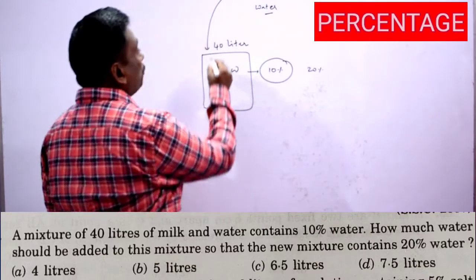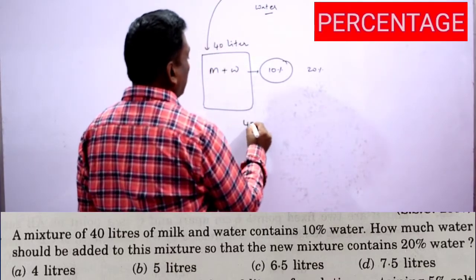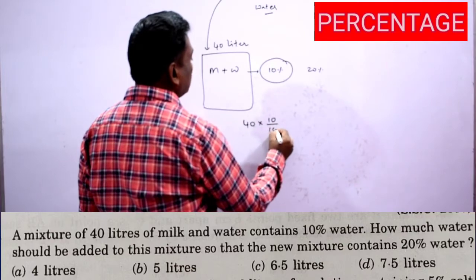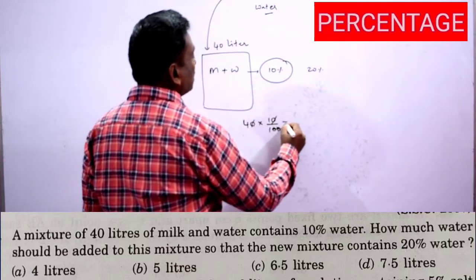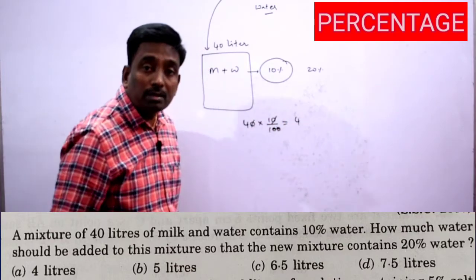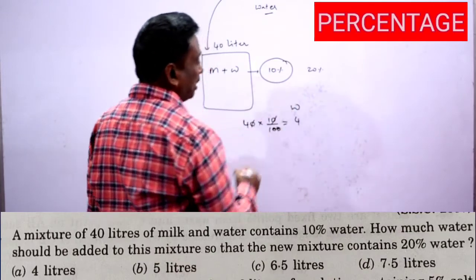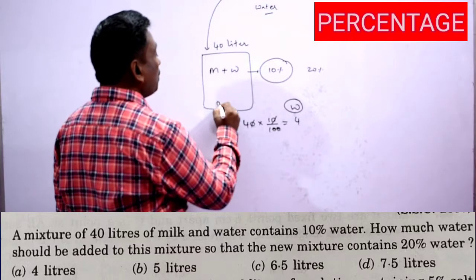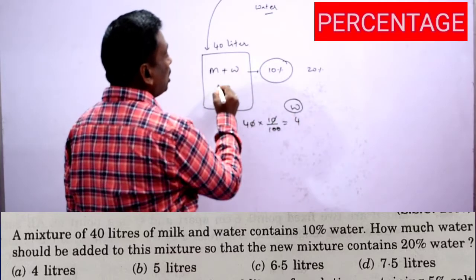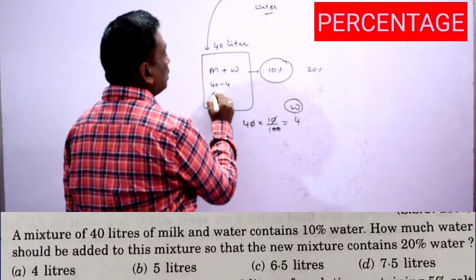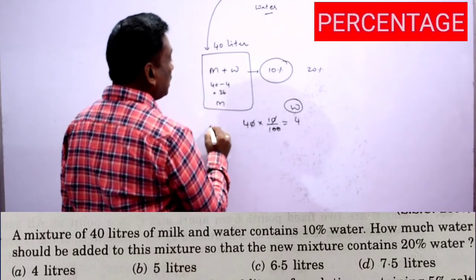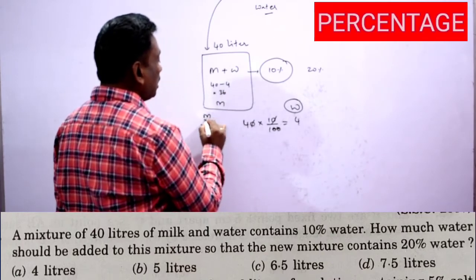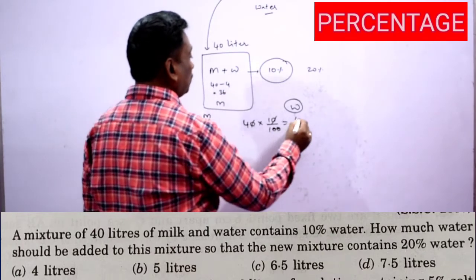When we are adding water, automatically we know that the water quantity increases. Here, out of 40 liters, 10% water is there, means zeros get cancelled, that becomes 4 liters. That means 4 liters of water is there. The water quantity is 4 liters. Remaining is milk. 40 minus 4 means 36 liters of milk is there in that mixture.